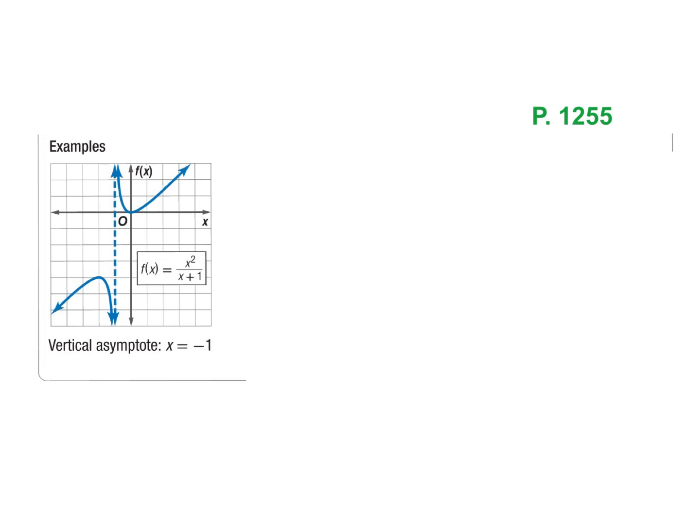In order to determine the horizontal asymptote, we have to look at the degree. What is the degree of the top? 2. What is the degree of the bottom? Which one's bigger? Top. So what does that mean? No horizontal asymptote. So we're going to write that in. No horizontal asymptote. That way I know you just didn't skip that part over. Okay?